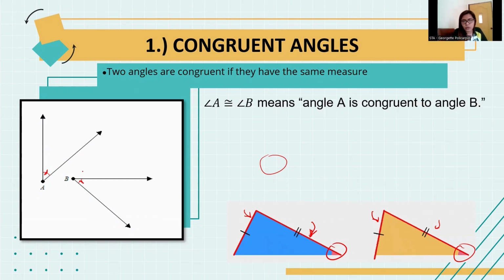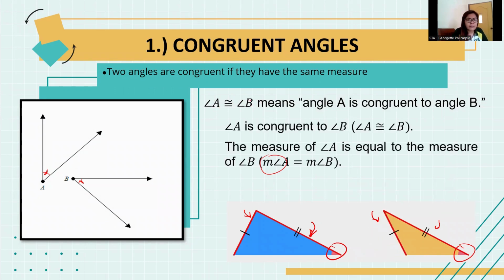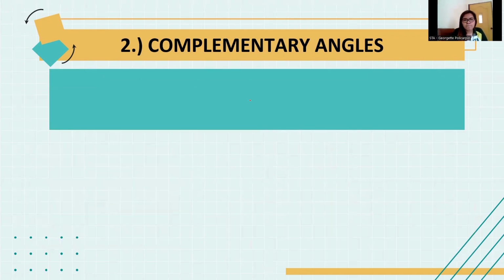Okay? So, ito yung notation natin to say that the angles are congruent. So, angle A, ang basa dito is angle A is congruent to angle B. Okay? So, angle A is congruent to angle B if and only if the measure of angle A is equal to the measure of angle B. Okay? So, let's proceed with the next relationship.